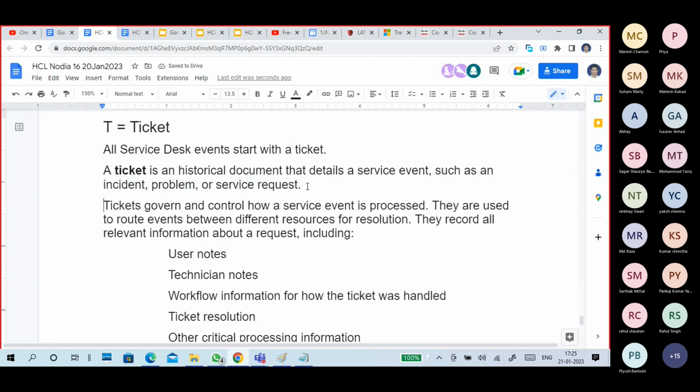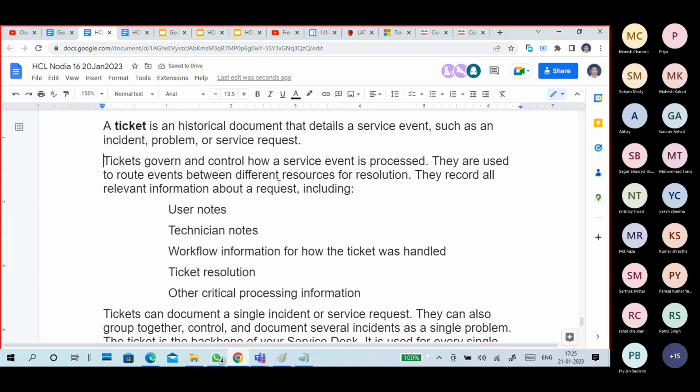Okay, what does the service ticket contain? It is about a user request, a service request, or maybe reporting an issue, right? So issue-related information is in the ticket. A ticket governs and controls how a service event is processed. Tickets are used to route events between different resources for resolution.